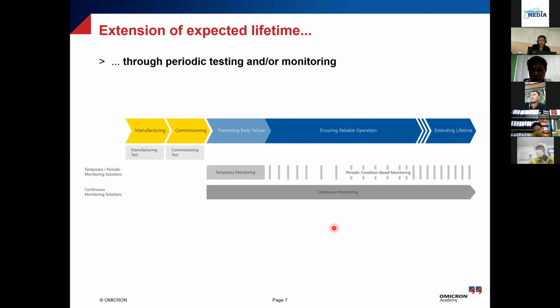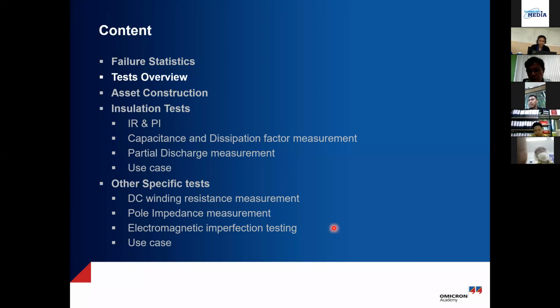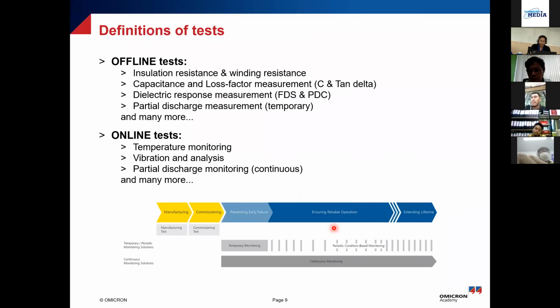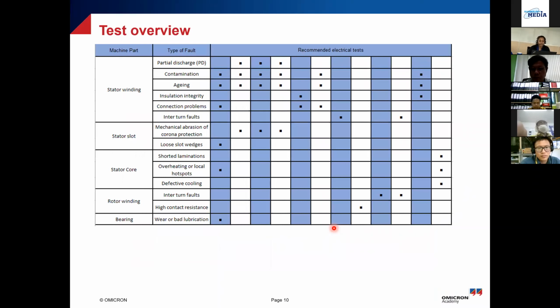So this really helps you in identifying where your focus should be, which offline tests you should conduct when. Maybe some tests only need major overhauling. You cannot do anything about it without the major overhauling, and we'll come to that a little later. So when we talk about the tests overview, we have offline tests, we have online tests, and online tests can be continuous or temporary monitoring. And there is a wide variety of tests, which we will go to individually. You can refer to this table for that.